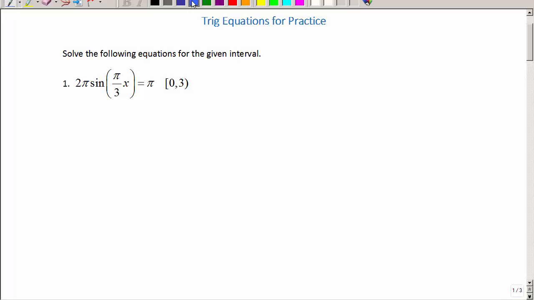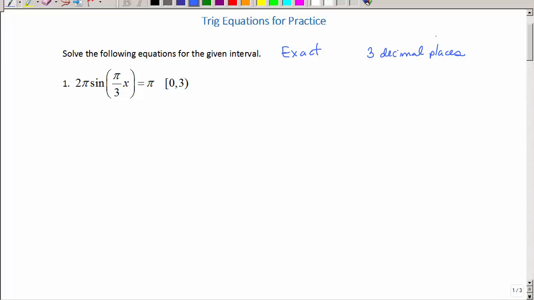Let's just look at some more trig equations. We need some extra practice. So we're going to be asked to solve the following equations for the given interval, and of course always give exact values when you can. Meaning if they're in that unit circle that you're supposed to have memorized, then those are the kind of values I want. If not, let's do decimals and let's give 3 decimal places.